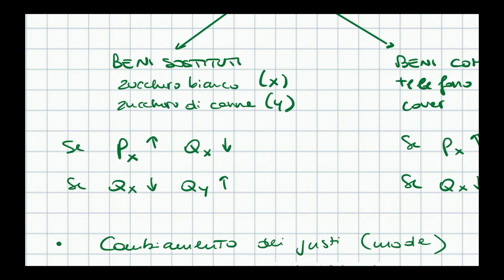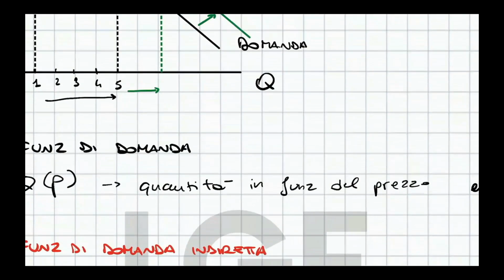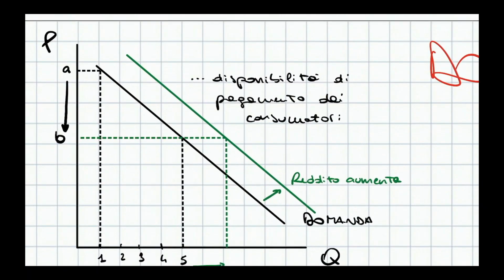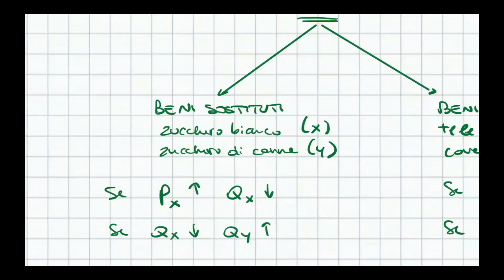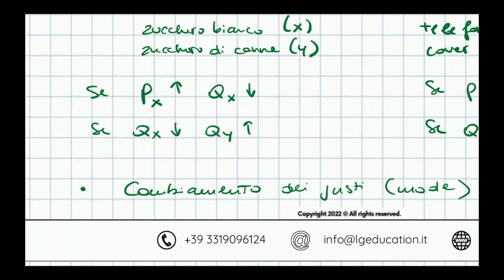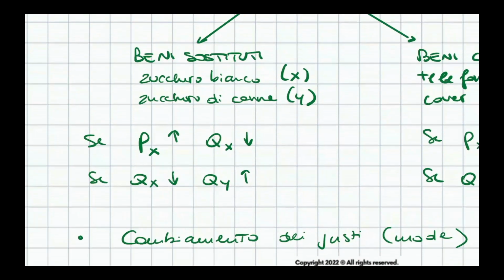So let's see how the price movement of a substitute good affects the demand for the other good. Substitute goods: white sugar is our product X, cane sugar is our product Y. If the price of product X, so if the price of white sugar increases, the amount of white sugar you will demand and consume will be lower because you remember the relationship between price and quantity. The higher the price, the lower the quantity. If the price of white sugar goes up, the amount of white sugar goes down.